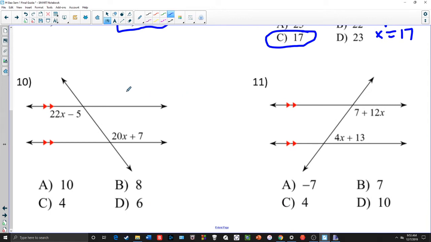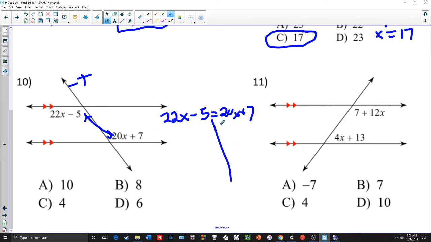Here, again, this is going back to what we did before. These angles, this is my transversal because it's cutting two other lines. And these angles are alternate because they're on different sides of the transversal. So one's on the left and one's on the right. If they're alternate interior, because they're both inside the lines, or if they're just alternate in general, all alternate angles are going to be equal to each other. So 22x minus 5 is equal to 20x plus 7. Just like with vertical angles, alternate angles are going to be equal to each other.